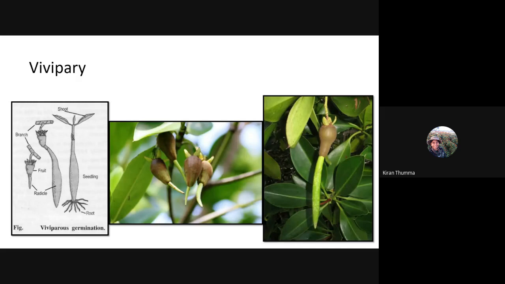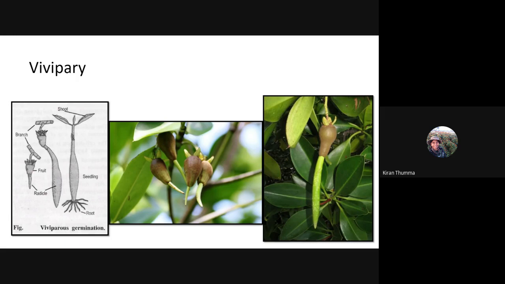Why this vivipary in mangrove? Because if the seeds fall down, it will be difficult for them to germinate. In soil, it's easy for seeds to germinate. But in salt water, it's extremely difficult because the amount of oxygen is less and the salinity, the salt, is more. It's not an ideal environment for a seed to germinate. So that's why they do this germination while they're attached to their mother plant.